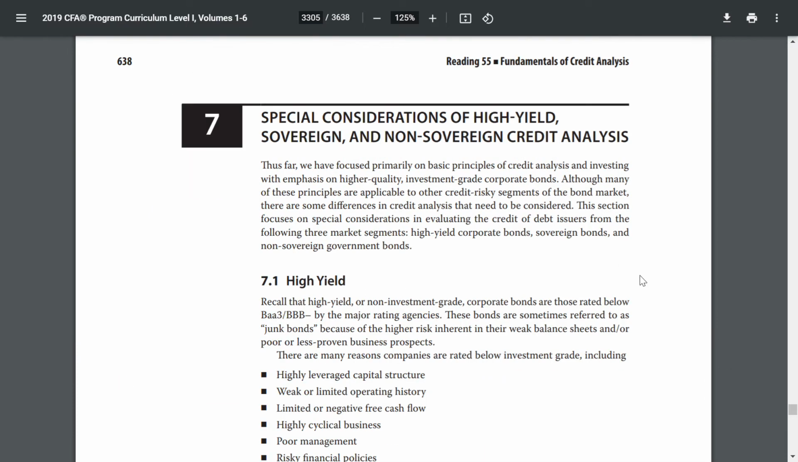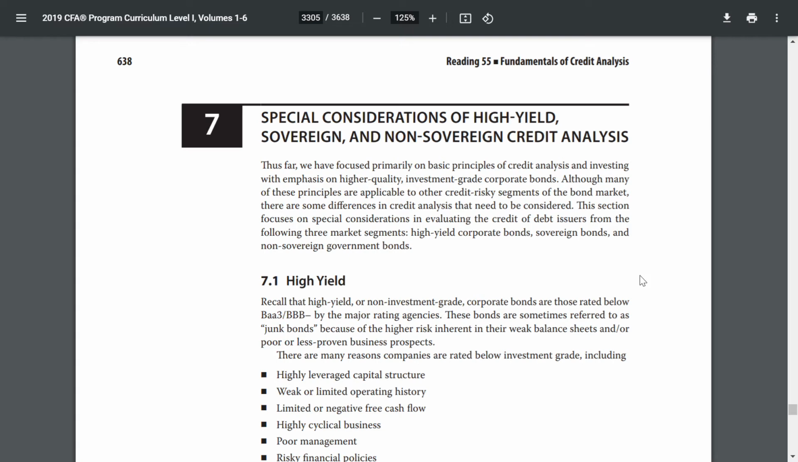Special considerations for high yield, sovereign and non-sovereign credit analysis. Thus far, we have focused primarily on basic principles of credit analysis and investing, with emphasis on higher quality investment grade corporate bonds. Although many of these principles may be applicable to credit risky segments of the bond market, there are still some differences in the credit analysis that need to be considered. This section focuses on special considerations in evaluating the credit of debt issuers from the following three market segments: high yield corporate bonds, sovereign bonds, and non-sovereign government bonds.